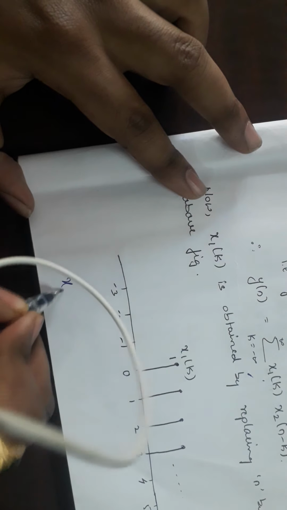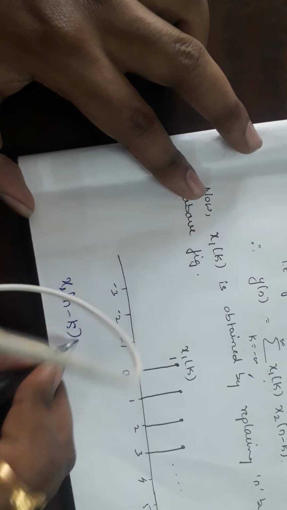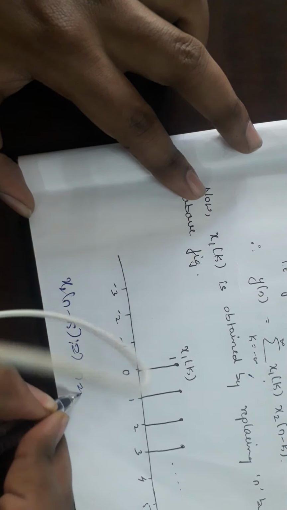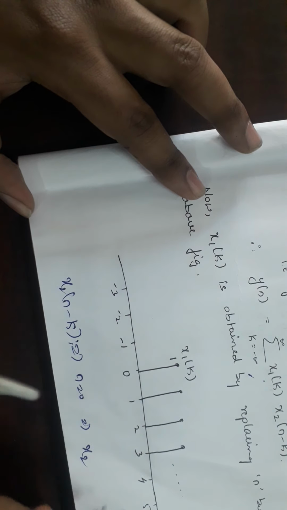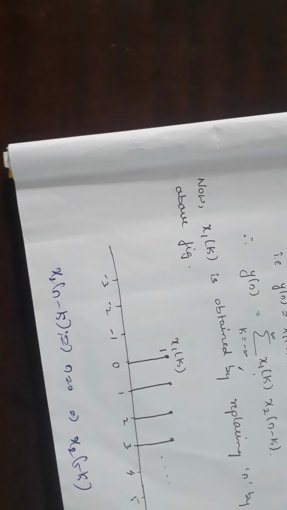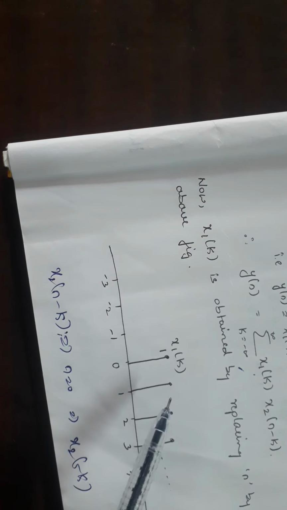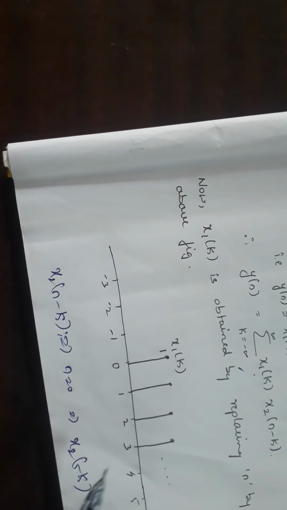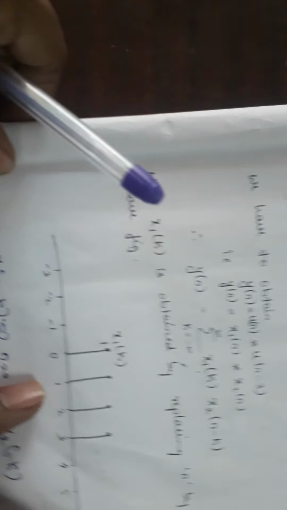We have x2 of n minus k. If you make n equal to 0, we get x2 of minus k. Same as we did here, we replaced n by k, so we get x1 of k. Here also we will replace x2 of n by k, and we get x2 of k, and we will take the mirror image.